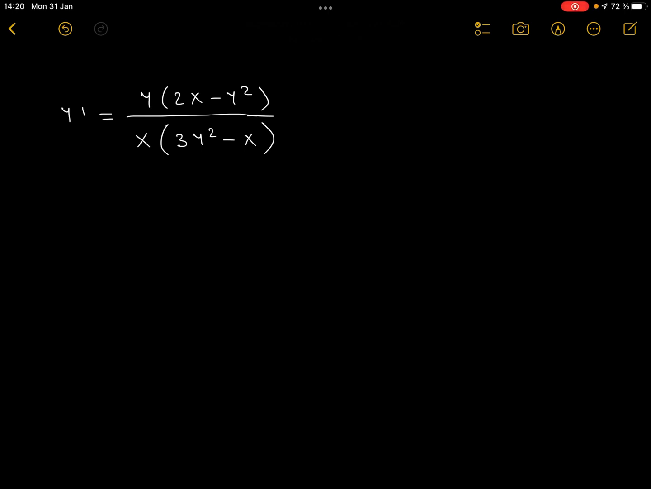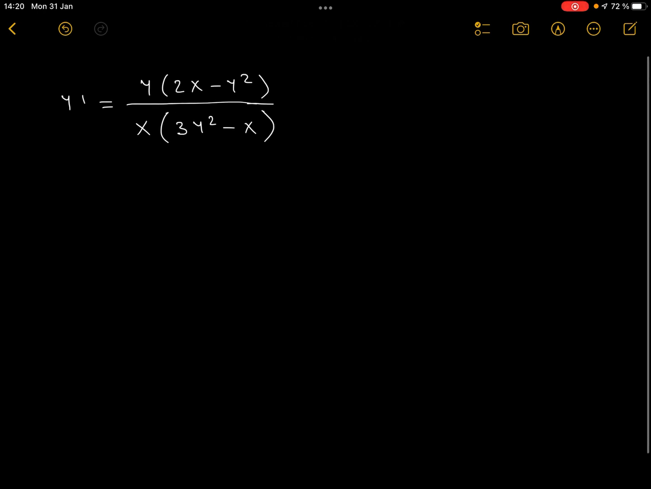Hello everybody. Today we're going to be doing a nice differential equation, which is written right here. y prime is equal to y times (2x minus y squared), everything over x times (3y squared minus x).